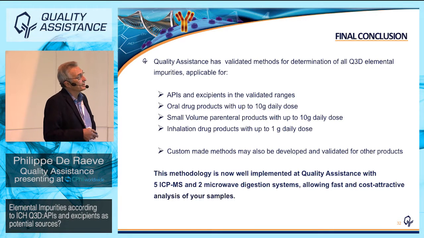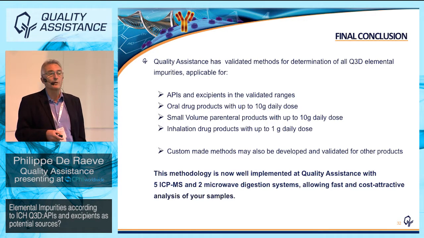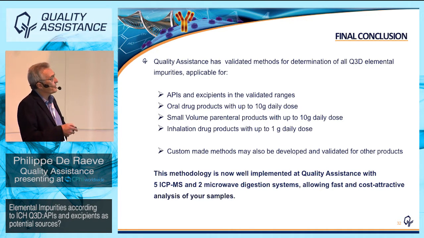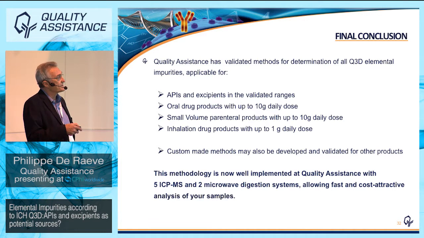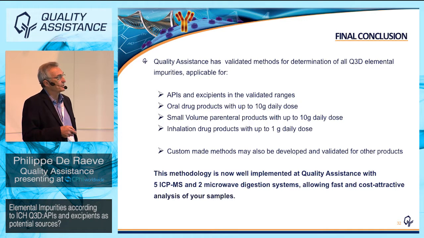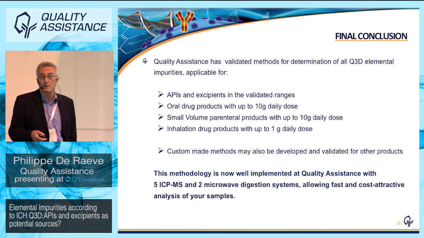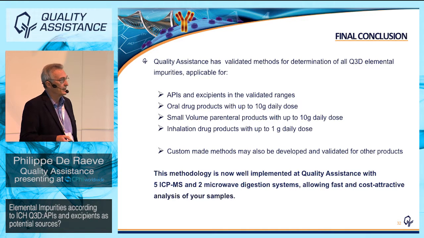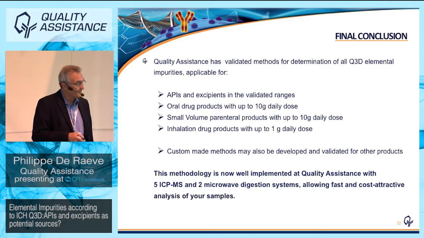In final conclusion, we have a validated method for the determination of all Q3D elemental impurities that are applicable for APIs and excipients in the validated ranges, for oral drug product with up to 10 gram daily dose, for small volume parenteral products with up to 10 gram daily dose, and for inhalation drug product with up to 1 gram daily dose. Obviously, a custom-made method may also be developed and validated for other products, like large volume parenterals, up to 2 liters per day, for example. We have a lot of experience with such products too.